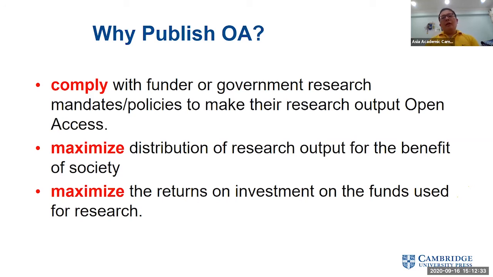Secondly, you can maximize the distribution of the research output for the benefit of society. When you publish open access, that means anybody can read it. So it ensures that nobody is at a disadvantage just because they do not have access to a subscription to a journal. And the third one is, of course, to maximize the returns on investment on funds used. Basically, this is more related to the funding.